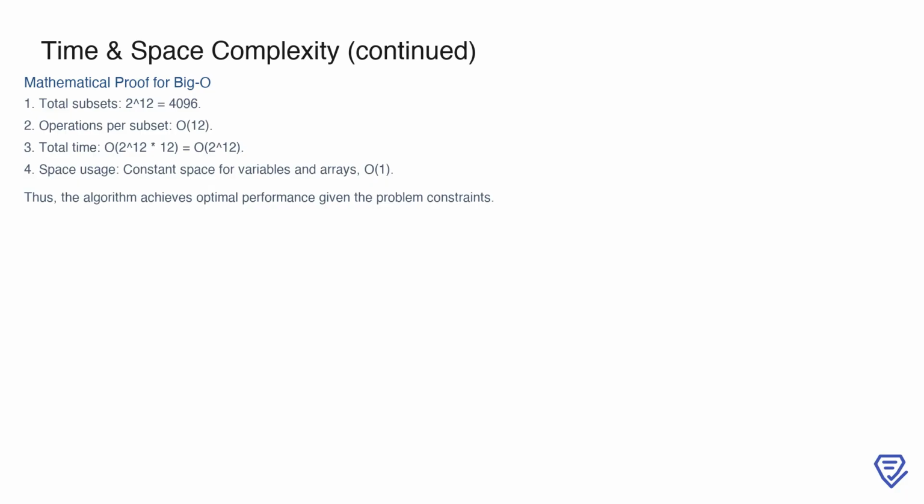Thus, the total time required is 2 to the power of 12 * 12, which simplifies to 2 to the power of 12, since constants are ignored in big O notation. On the space side, the algorithm uses a constant amount of memory for variables and two arrays of size 12, both of which contribute 1 space. No additional structures or recursive calls increase memory usage. Therefore, the algorithm achieves a time complexity of 2 to the power of 12 and a space complexity of 1, making it optimal for the given constraints.